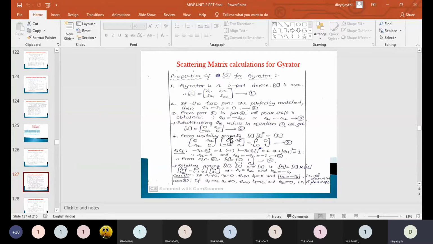So what is the fourth property? The multiplication of the matrix with its complex conjugate results in a unitary matrix or identity matrix. So we are doing that, row 1 with column 1, row 2 with column 2. When you perform that, this is what you get: minus S12 into S12 star is equal to 1. And as there are two S parameters with the same suffix, you can apply the magnitude.